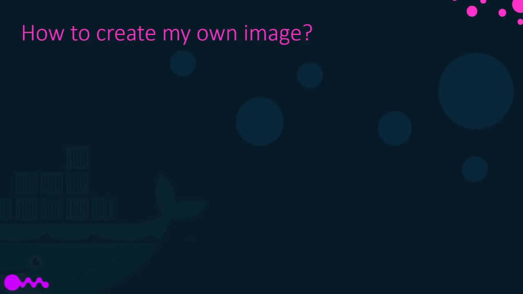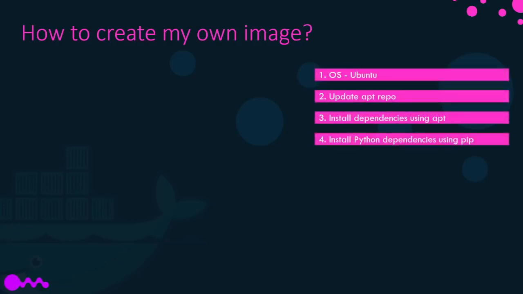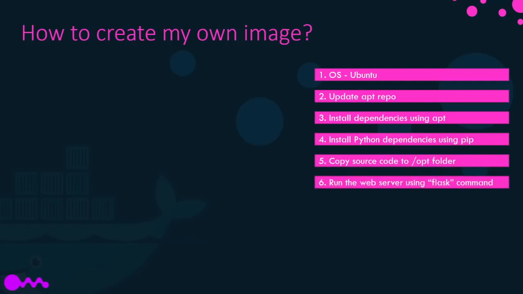I'm creating an image for a simple web application. If I were to set it up manually, I would start with an operating system like Ubuntu, then update the source repositories using the apt command, then install dependencies using the apt command, then install Python dependencies using the pip command, then copy over the source code of my application to a location like /opt, and then finally run the web server using the flask command. Now that I have the instructions, create a Dockerfile using these.